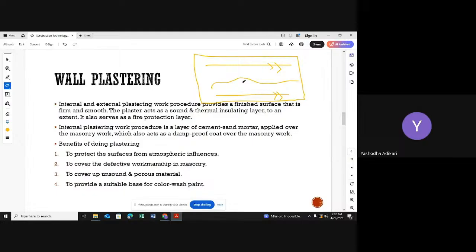For the plastering, we are using that cement sand mixture. That material, that mixture, we have to fill in this place.